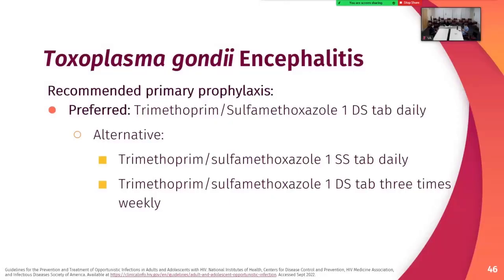Good news for our patients is that the preferred regimen for Toxoplasma is still Bactrim. So our trimethoprim-sulfamethoxazole, 1 double-strength tablet daily, and then we can also consider our alternatives. So this makes it really easy for a patient that has a CD4 count less than 100. They're going to be indicated for PCP prophylaxis and Toxoplasma prophylaxis, so you're just killing 2 birds with 1 stone.